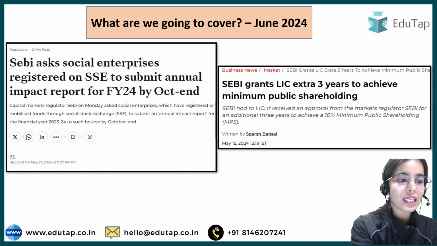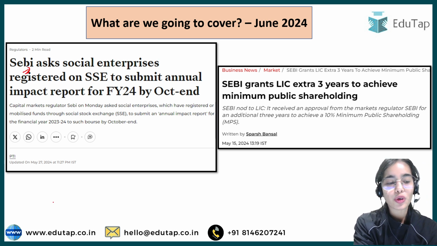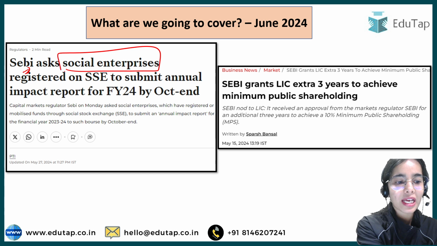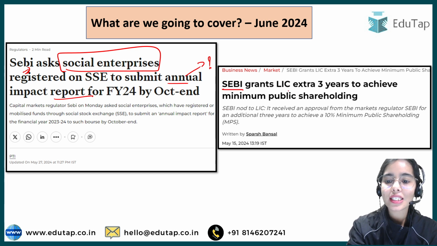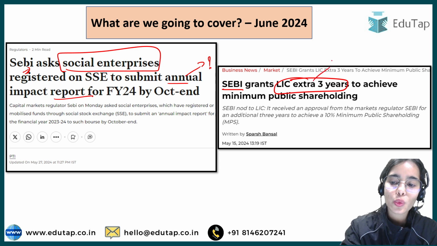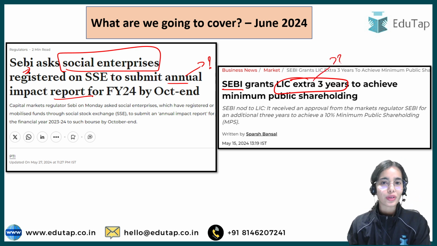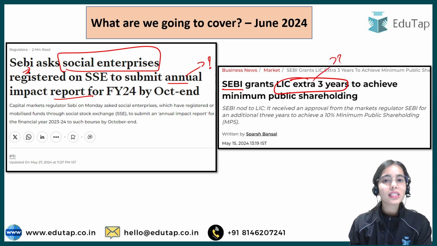So the first news article is regarding the Securities and Exchange Board of India that has asked the social enterprises to submit their annual impact report. So what is this news article? We are going to understand that. And the SEBI has granted LIC extra 3 years. So what is this news article? That is also we are going to understand, and we are going to have the holistic coverage of both the news articles.